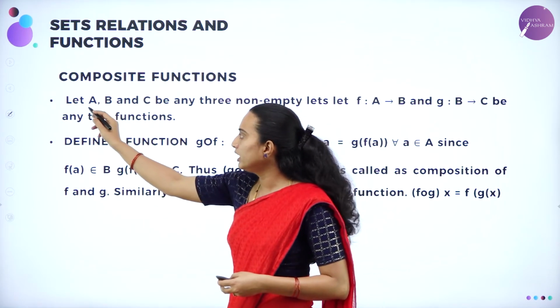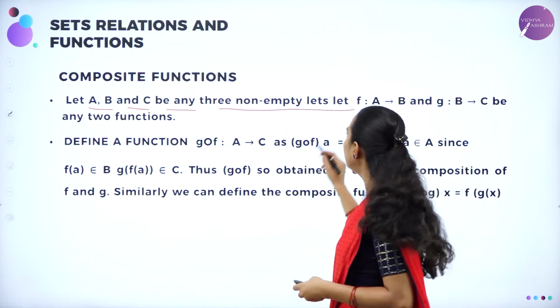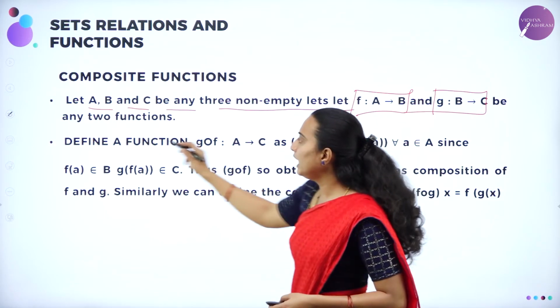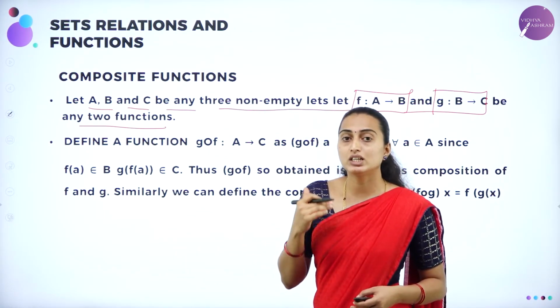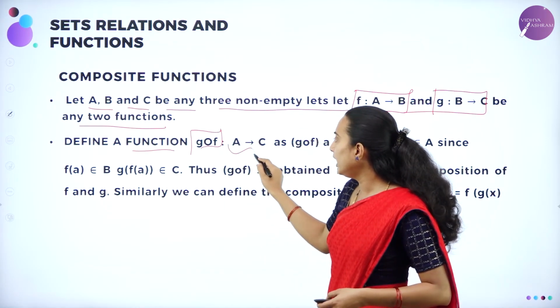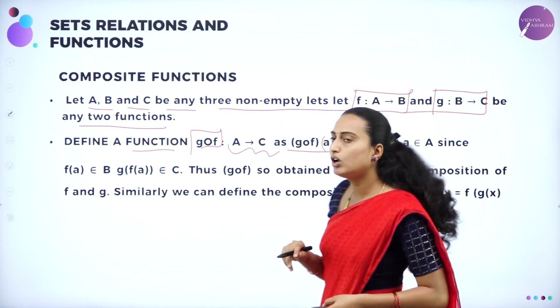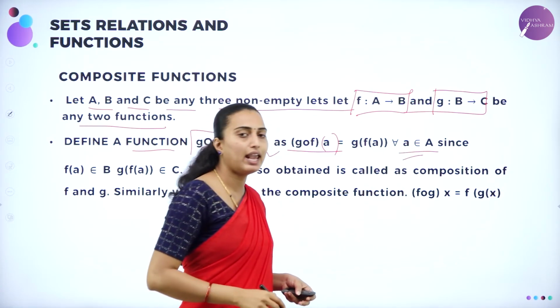So here I am going to take it as: let A, B and C be any 3 non-empty sets. Let f from A to B, g from B to C be any 2 functions. Then how am I going to define the composite function? Define a function g of f from A to C as g of f of a is equal to g of f of a, for all a belongs to A.